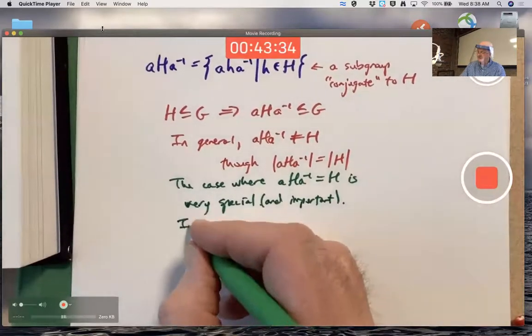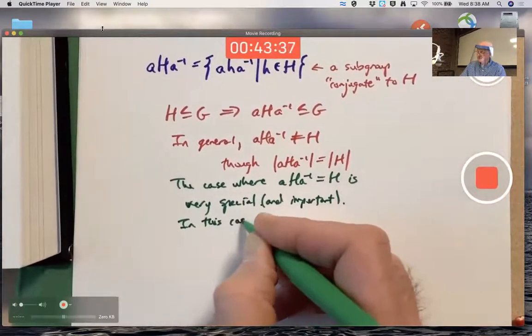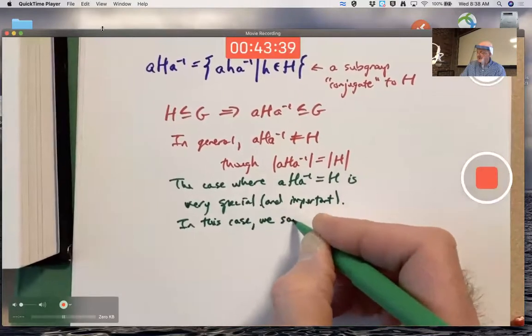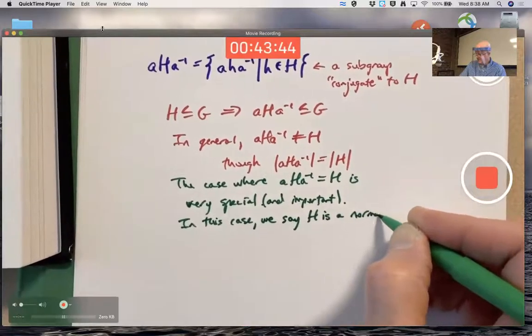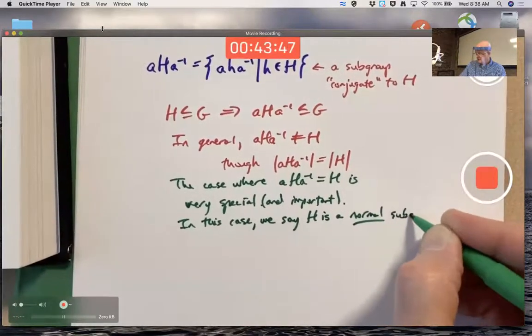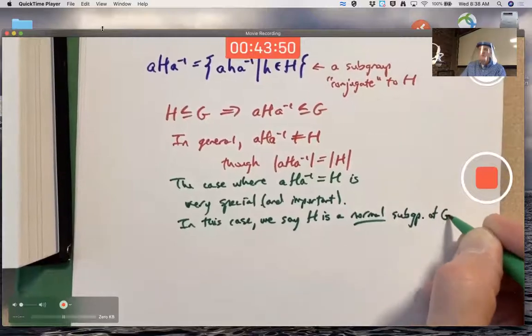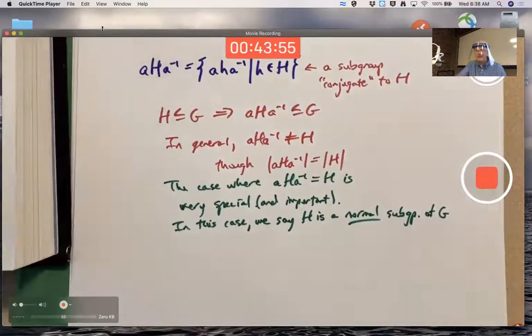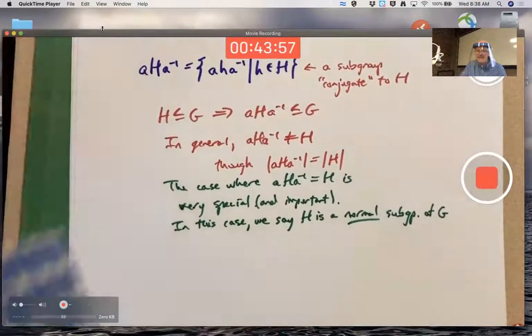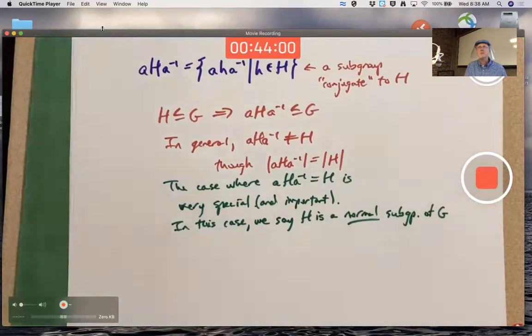In this case, we say capital H is a normal subgroup of G. And normal subgroups are super important and are the main topic of chapter 9, which we'll get to shortly after spring break. Chapter 9, title is Normal Subgroups and Factor Groups. Very important topic.